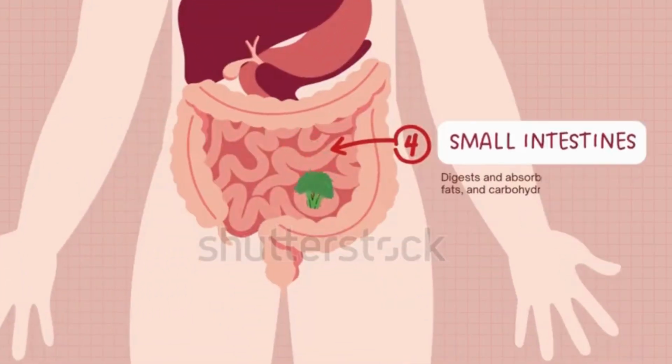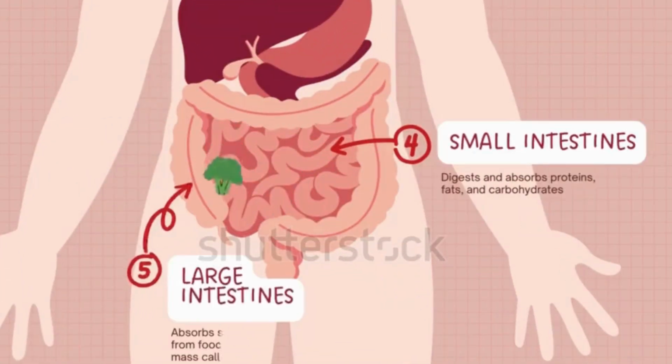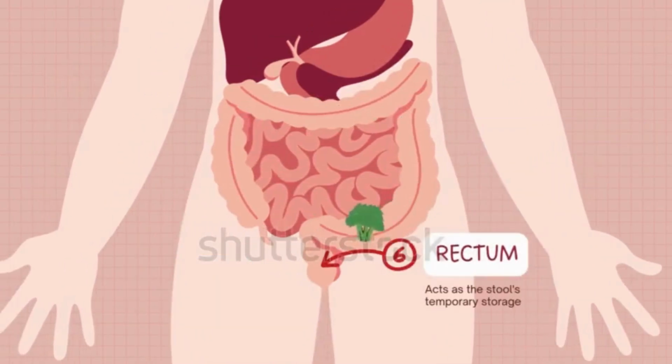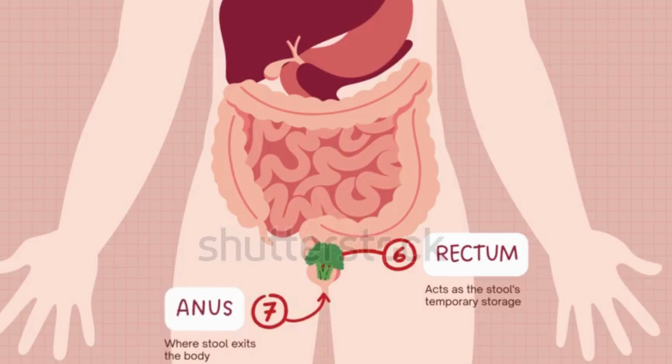Four, small intestines digests and absorbs proteins, fats, and carbohydrates. Five, large intestines absorb salts and water from food, leaving a soft mass called stool. Six, rectum acts as the stool's temporary storage. Seven, anus, where stool exits the body.